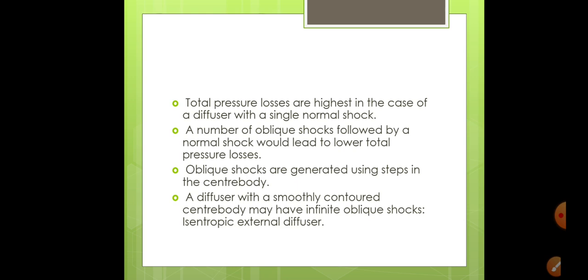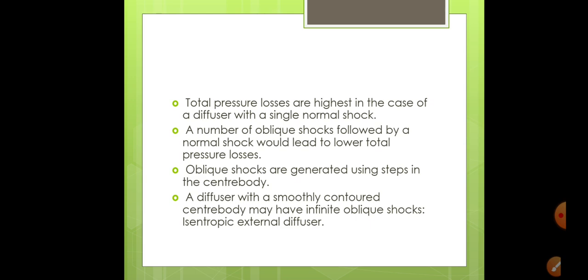Total pressure losses are highest in the case of a diffuser with a single normal shock. A number of oblique shocks followed by a normal shock would lead to lower total pressure losses. Oblique shocks are generated using steps in the center body. A diffuser with a smoothly contoured center body may have infinite oblique shocks.